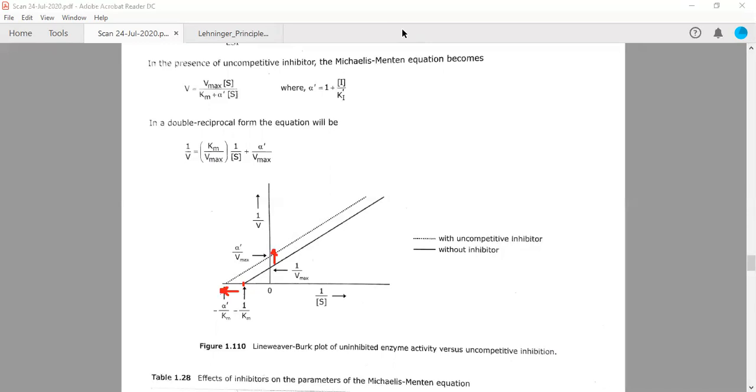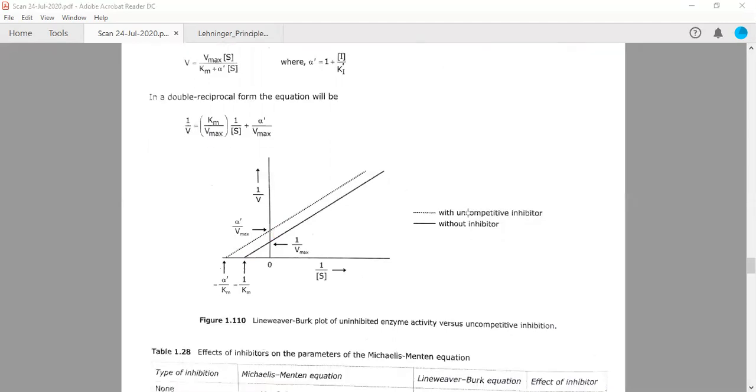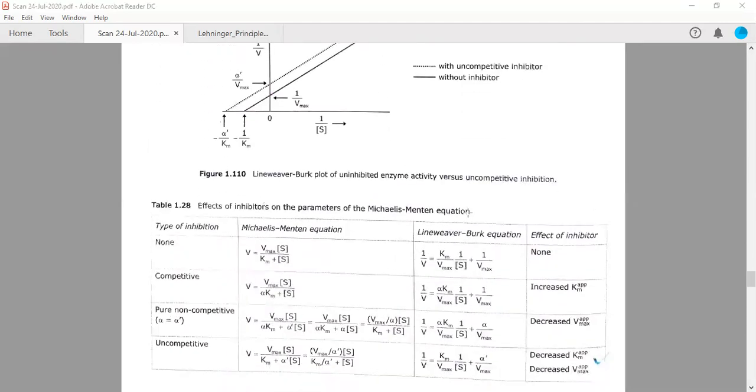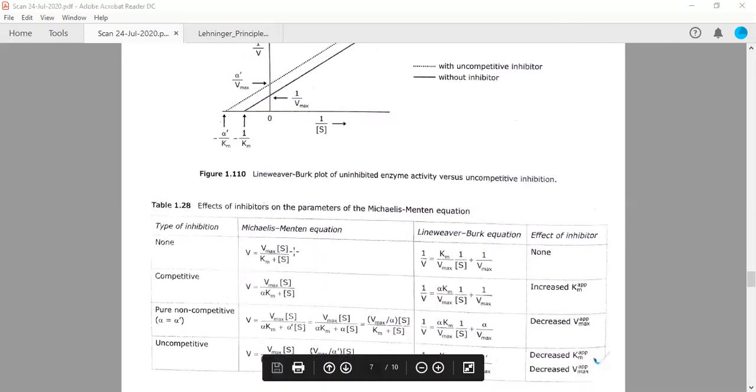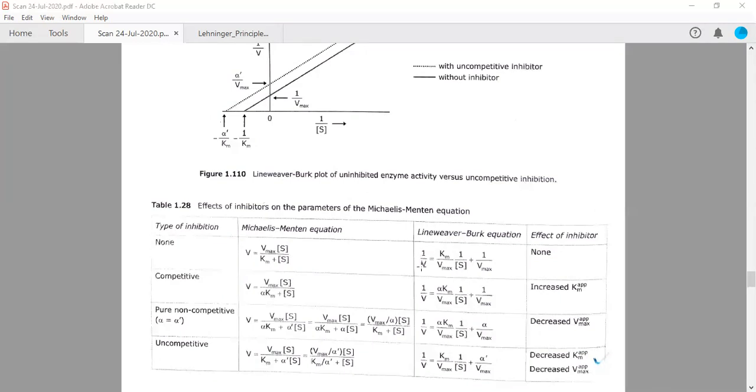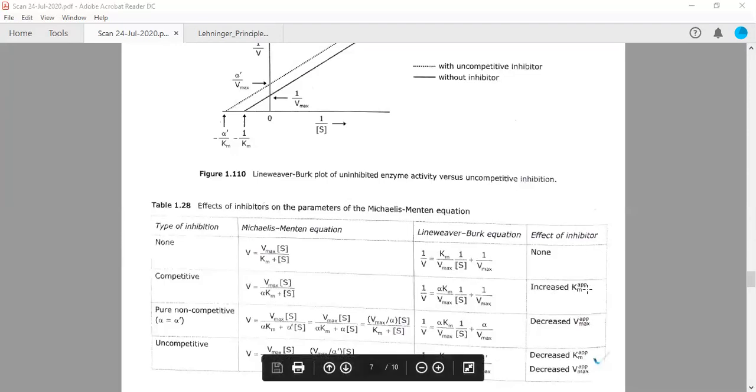Now, okay, so I need to remove this first. Fine. There is a table. Okay, so from here, if there is no inhibition, normally you will have the Michaelis-Menten equation, called V is equal to Vmax into substrate concentration divided by Km plus substrate concentration. And the Lineweaver-Burk equation, that is the double reciprocal equation, will be 1 upon V equals Km upon Vmax into 1 upon substrate concentration plus 1 upon Vmax. And there is no change in the values of Km and Vmax.